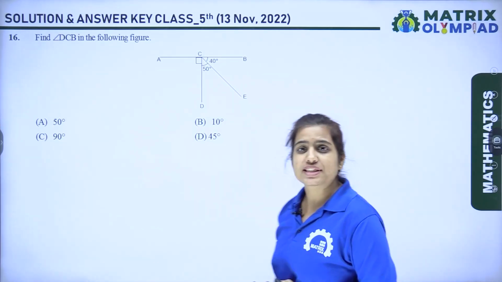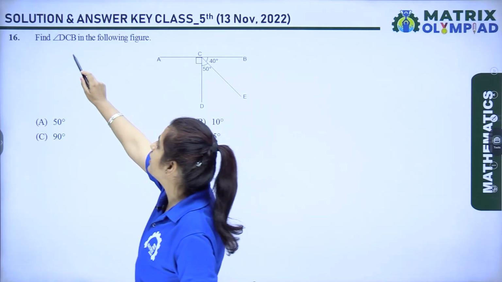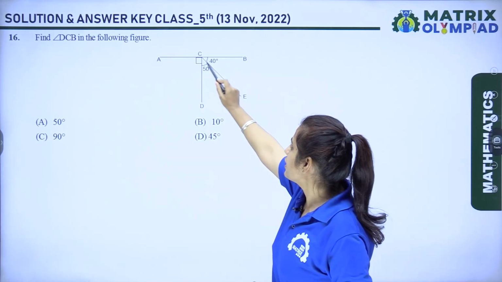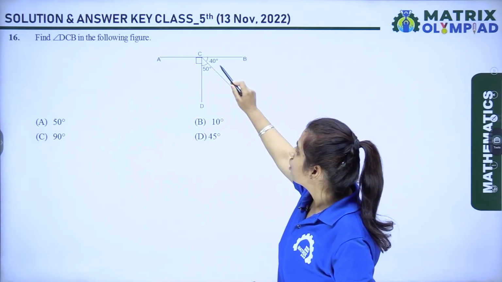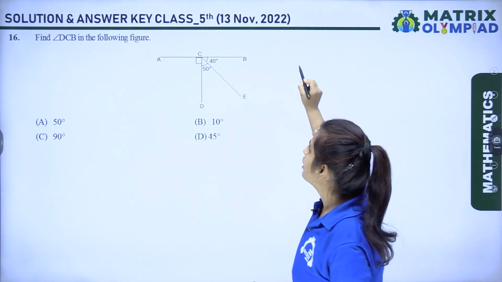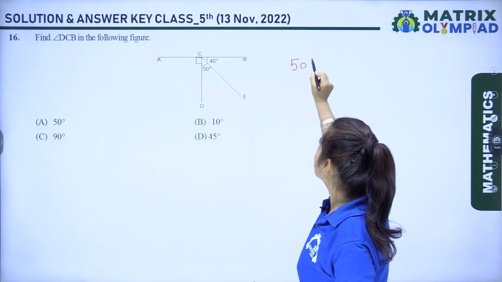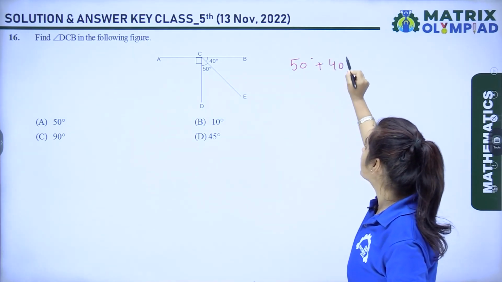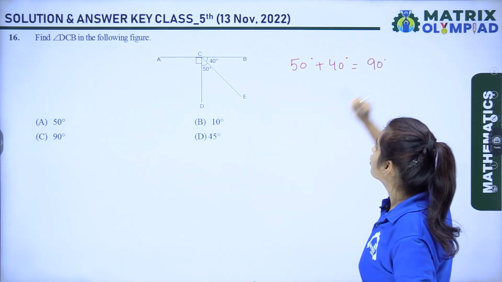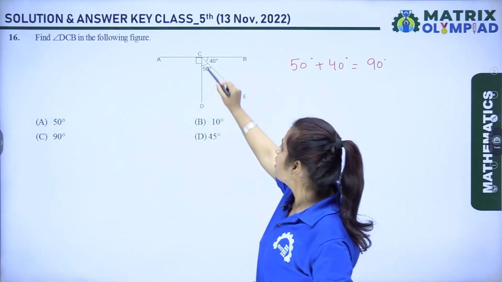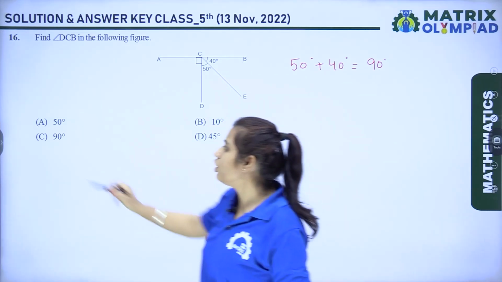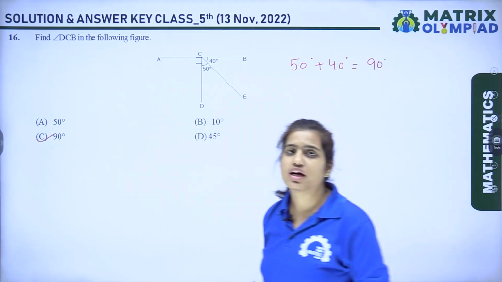Now in question number 16, we have to find angle DCB in the following figure. So here angle DCB is here. Now it is formed by two angles, that is 50 and 40. Let's add them. 50 degree plus 40 degree is equal to 90 degree. So here angle DCB is equal to 90 degree. So here option C is the correct answer.